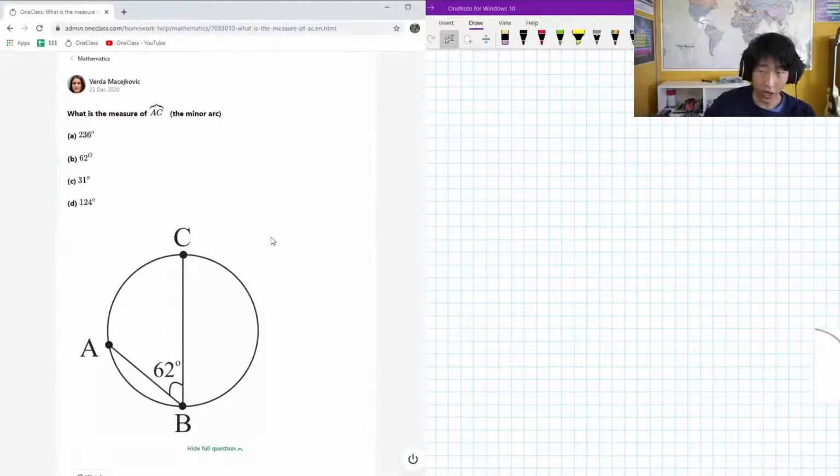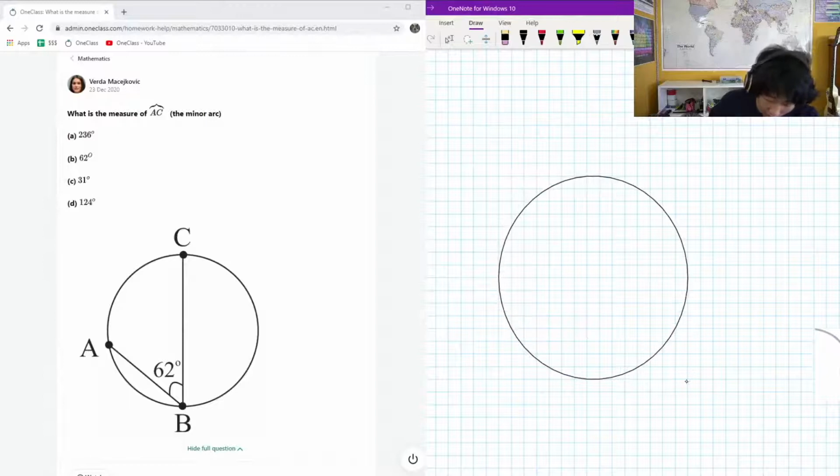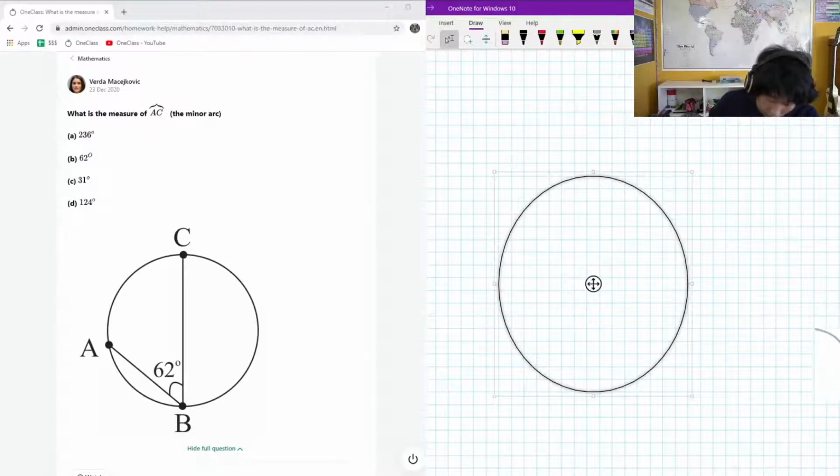Okay, so here we have the next question on the menu today, and it is asking us, what is the measure AC of the minor arc? Okay, so I'm going to draw this situation because I can't draw on the left side of the screen, but I'm just going to draw a quick big circle, and I'm going to draw some lines in it.